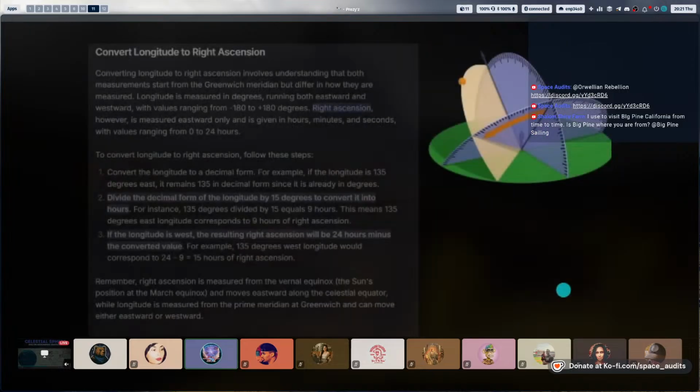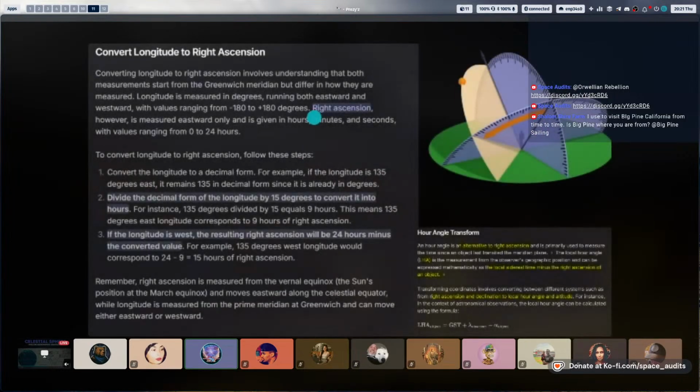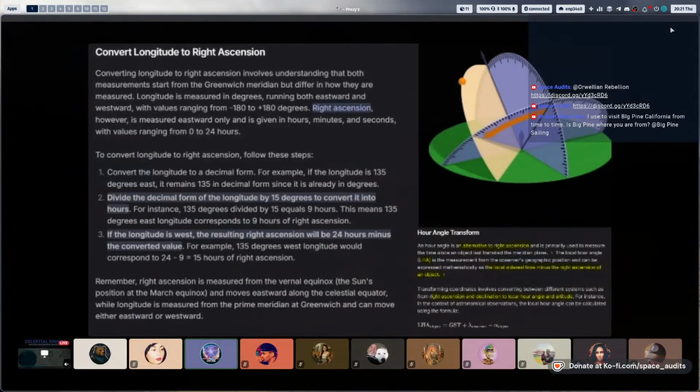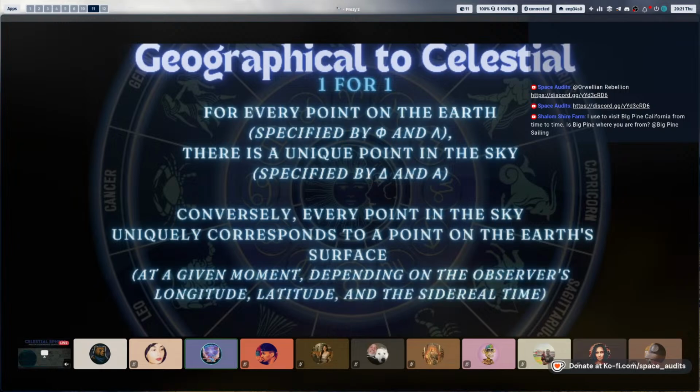From there, it's easy peasy to just translate it one-for-one because you have the direct relationship between longitude and right ascension, and declination and latitude. Those two things are synonymous. So once you make your observation, translate it to right ascension and declination, you can then translate it directly to latitude and longitude, which is how you do modern celestial navigation.